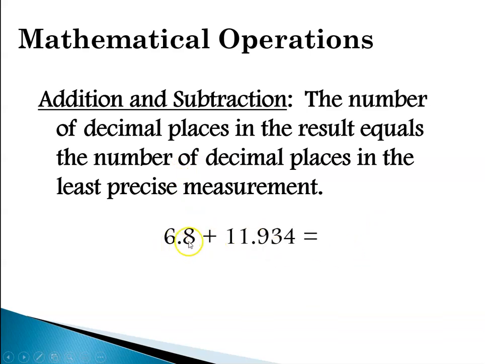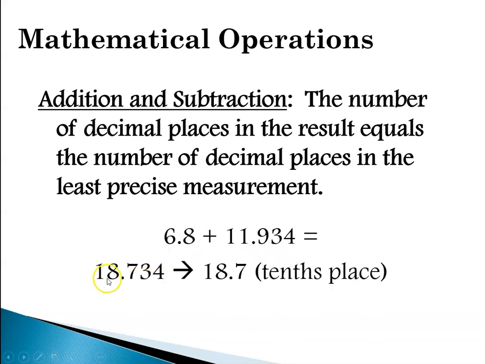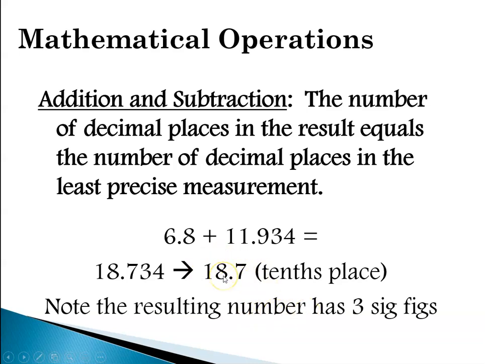So here's an example of 6.8 plus 11.934. This number only reported to the tenths place, and this one was to the thousandths place. So I'm going to have to round my answer to match this number, which only reports to the tenths place. So I'm going to do my addition, and I'm going to get 18.734. I keep all the digits there, and then I look at my number, and I notice that I have to round it to the tenths place, so that would be the 7. The number immediately following it is a 3, so 4 and below, you let it go. So my correct answer is 18.7, which is to the tenths place. And if I'm going ahead now and using this number in another calculation, I can note that the resulting number here only has 3 sig figs if I'm going to use this for another calculation.